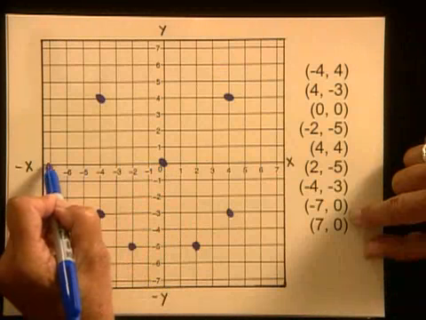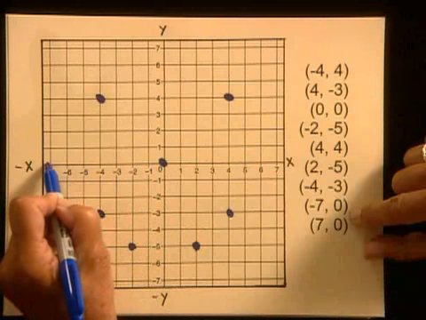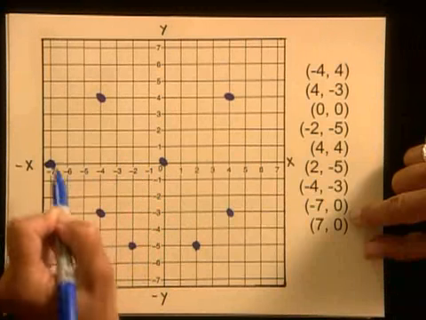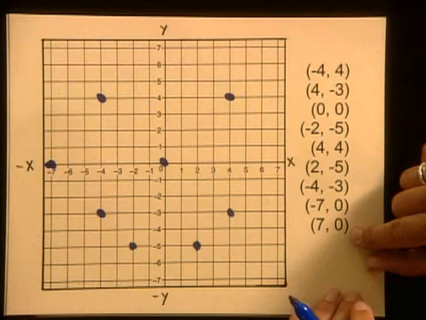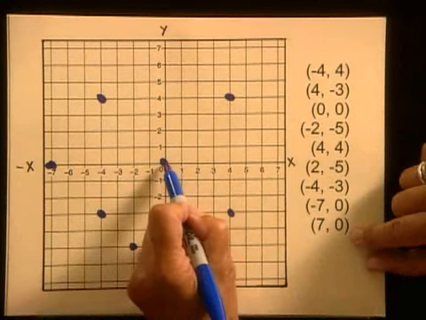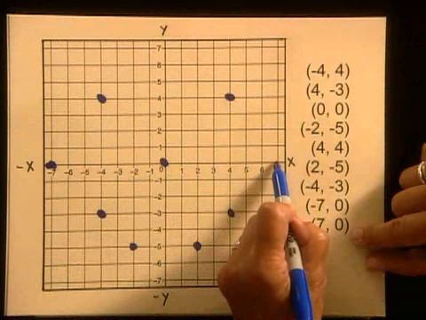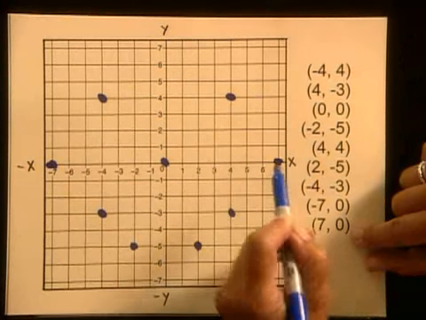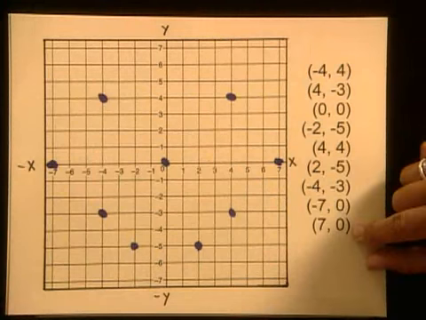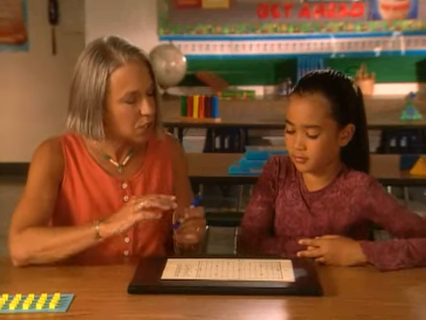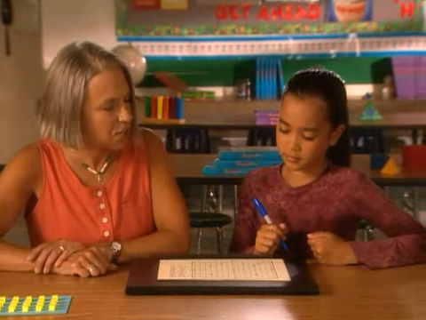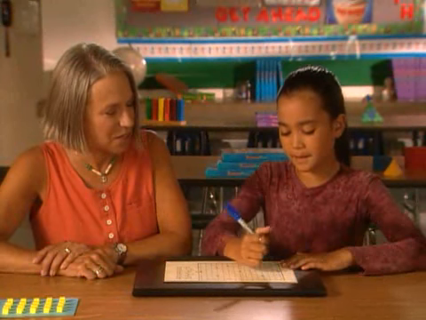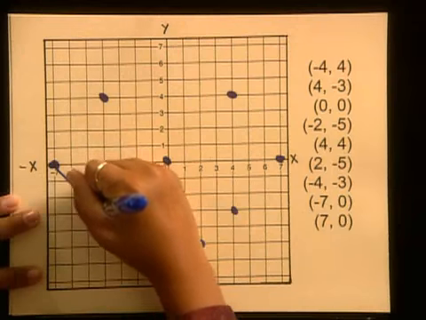Negative 7, 0. That's going to bring us way over here on the x-axis to negative 7, but we're not going anywhere on the y because it's a 0. And now we're going to go to our last one, which is 7, 0, and that's going to put us over here to the right on the x-axis. And again, we're not going up or down because the y coordinate is 0. So what I'd like you to do, if you would please, is to connect just the bottom dots that I have made on the coordinate grid.